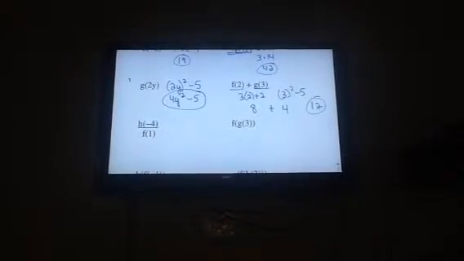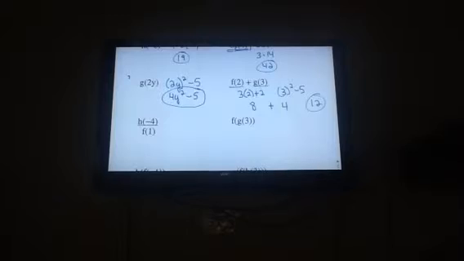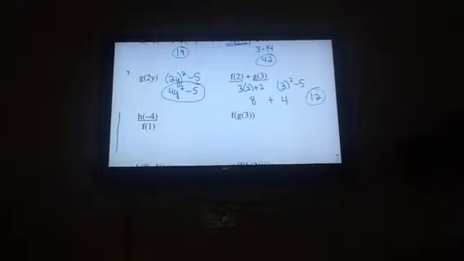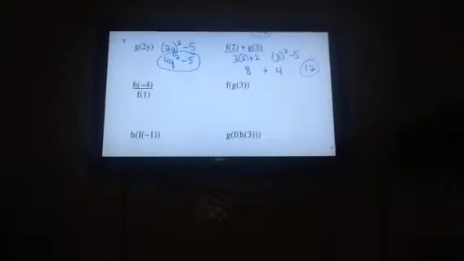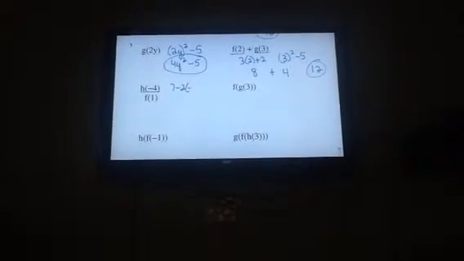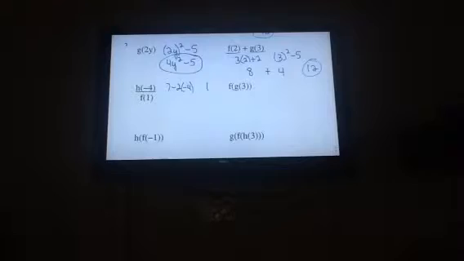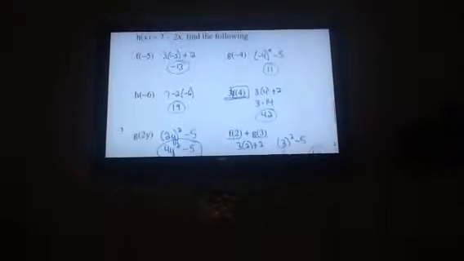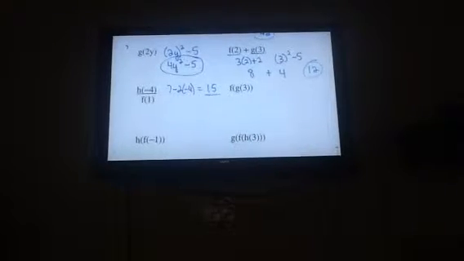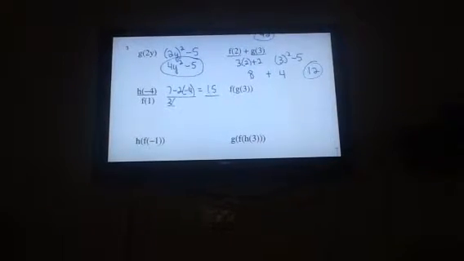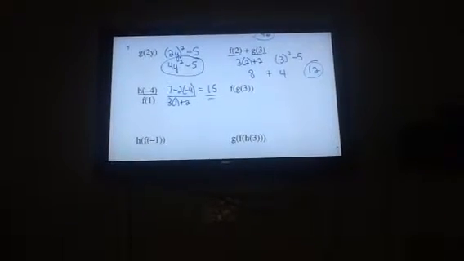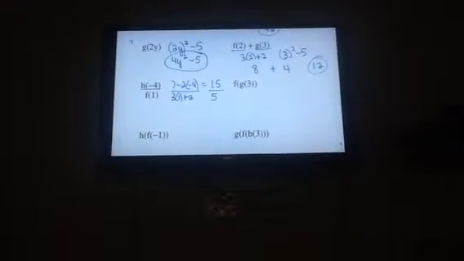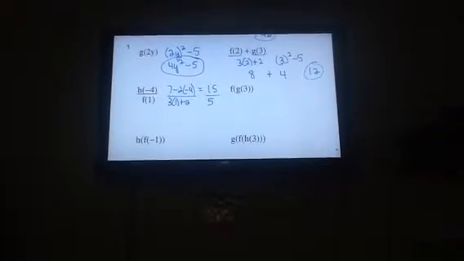All right, h of negative 4 divided by f of 1. So h of negative 4, 7 minus 2x. So 7 minus 2 times negative 4. So I have 15 over f of 1, 3 times 1 plus 2. So 15 over 5, which is 3.